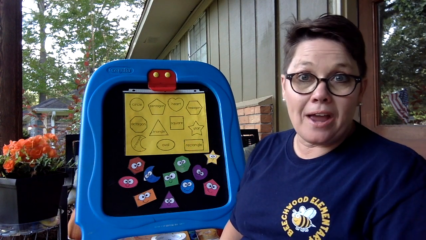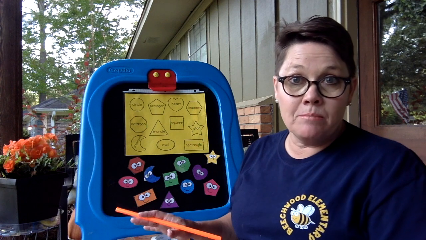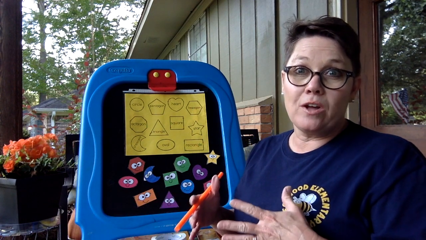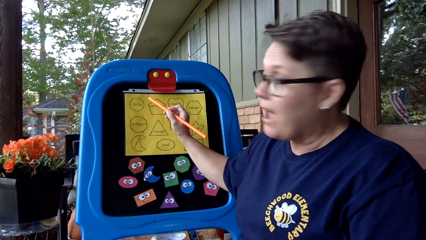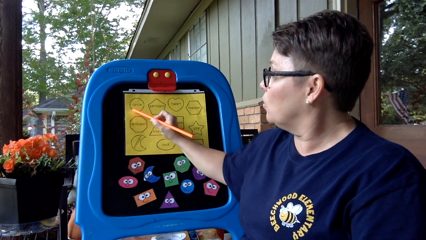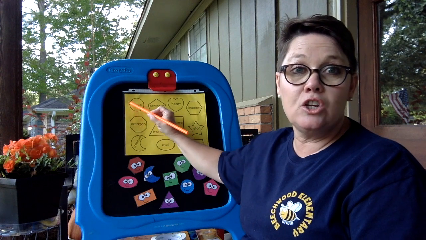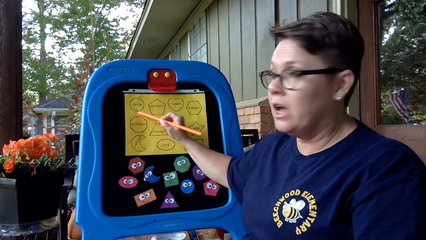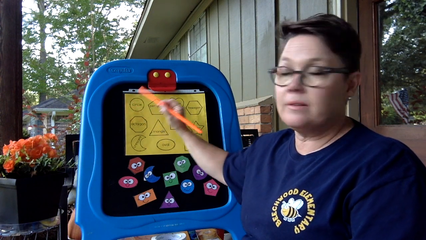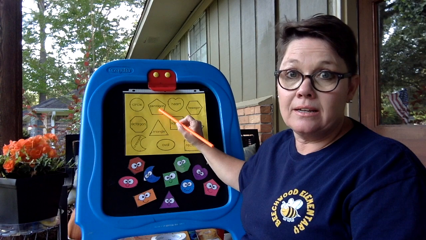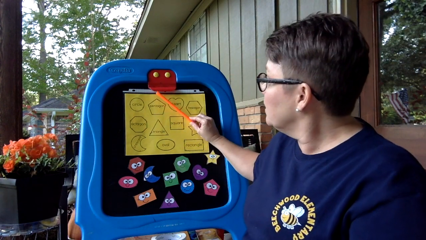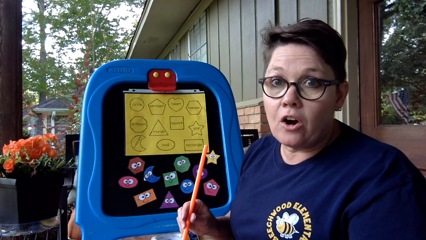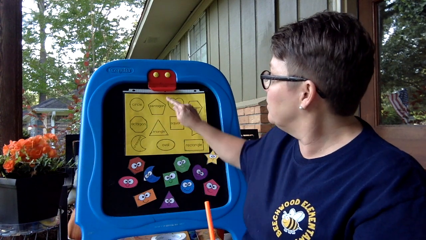Very good. Okay, so now that we know what all the names are, now let's go over how many sides the ones who have sides are. So this one is a circle, so it's just one continuous line. So it doesn't have sides. It's just one continuous round line. But the pentagon has sides. See? One side, two sides. So let's count these sides together. Are you ready? Okay, let's do it.